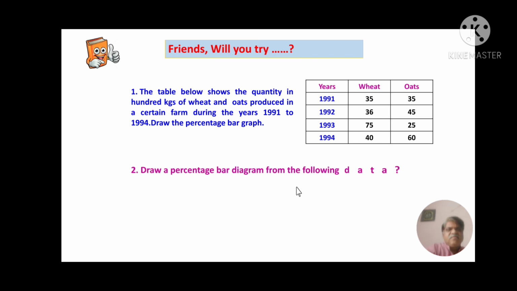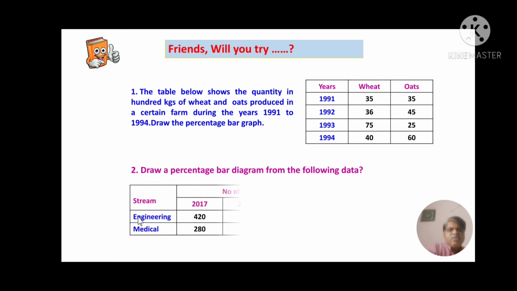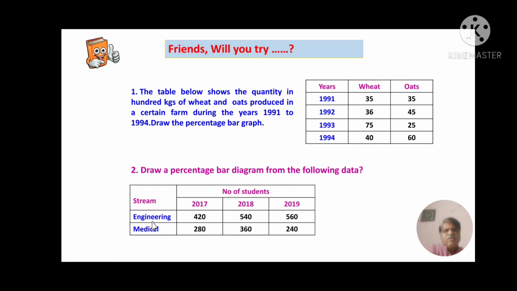Second, draw a percentage bar diagram from the following data. The given data is stream. The students after 12th are going for engineering and medical. In 2017, 420 students are going for engineering and 280 for medical. In 2018 it is 540 and 360, and in 2019 it is 560 and 240. Accordingly, we have to find out the percentage of each stream and try for the percentage bar graph. So I think certainly you will draw this one, practice them.